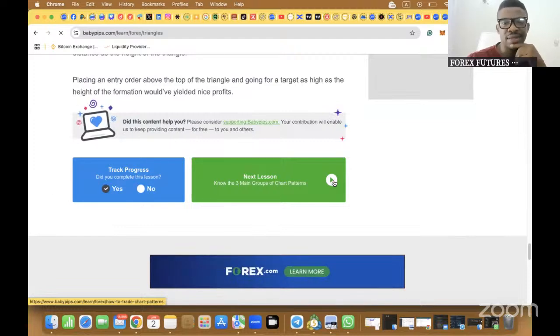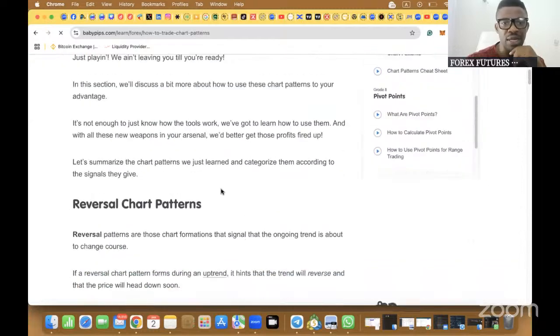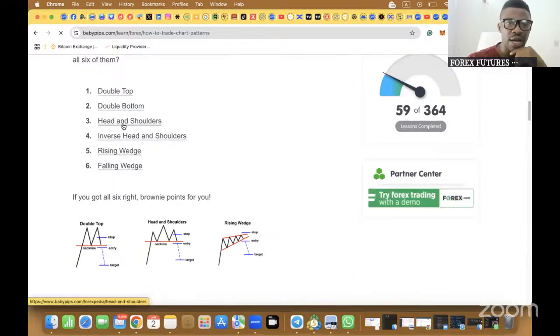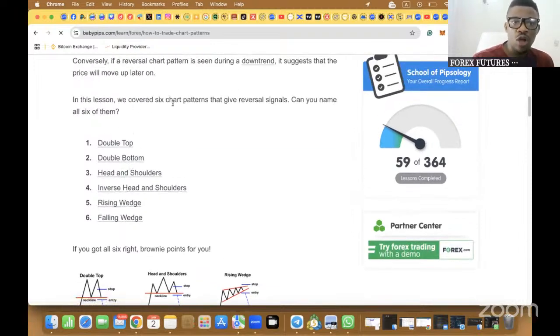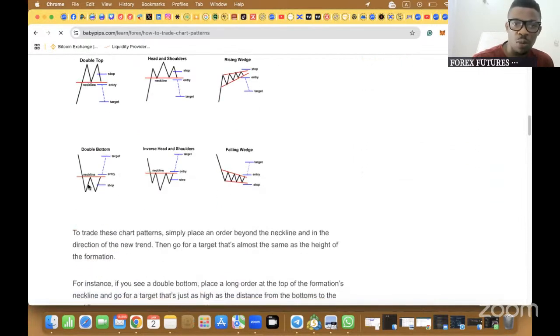The next lesson is mostly telling us about three main groups of chart patterns: the reversal chart patterns, double top, double bottom, head and shoulder patterns, inverse head and shoulder pattern, rising wedge and falling wedge. We covered these patterns already. You can remember these patterns that we covered: the double top, the double bottom.